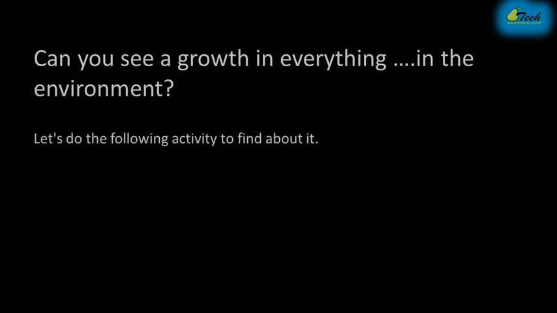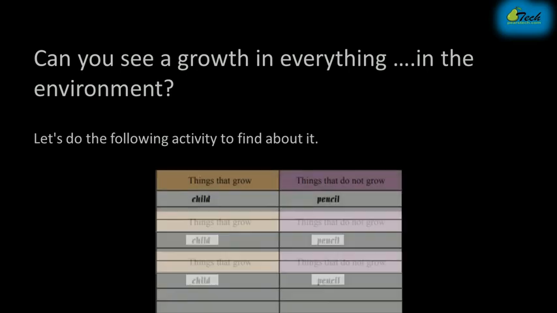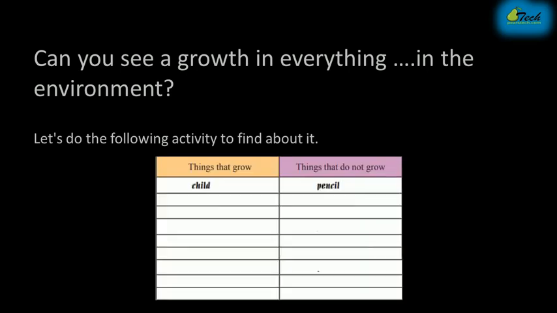Yes. Let's do the following activity to find out about it. Now there are 2 categories over here: things that grow, which is in the orange color, and things that do not grow, which is in the pink color. Now you can categorize, looking around you, what grows and what does not grow.